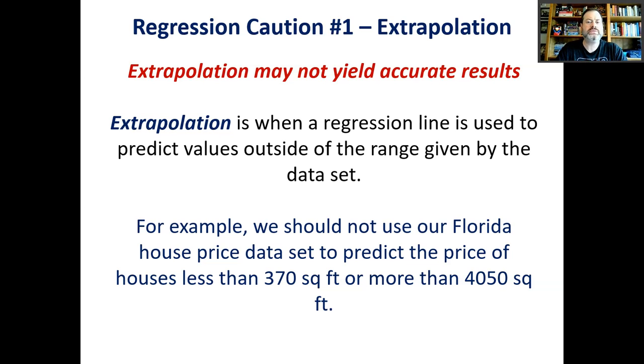Extrapolation is when a regression line is used to predict values outside of the range given by the data set. For example, we should not use our Florida house price data set to predict the price of houses less than 370 square feet or more than 4,050 square feet. If you go back and look at the graph from that data set, this is the smallest house included in the data set. This was the largest house included in the data set. So the predictions end at those values.